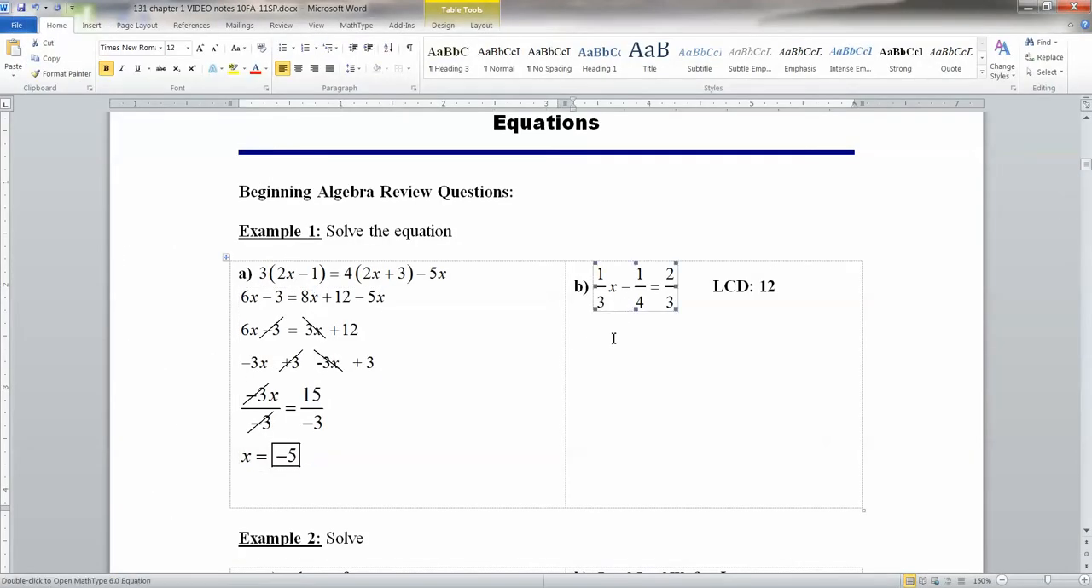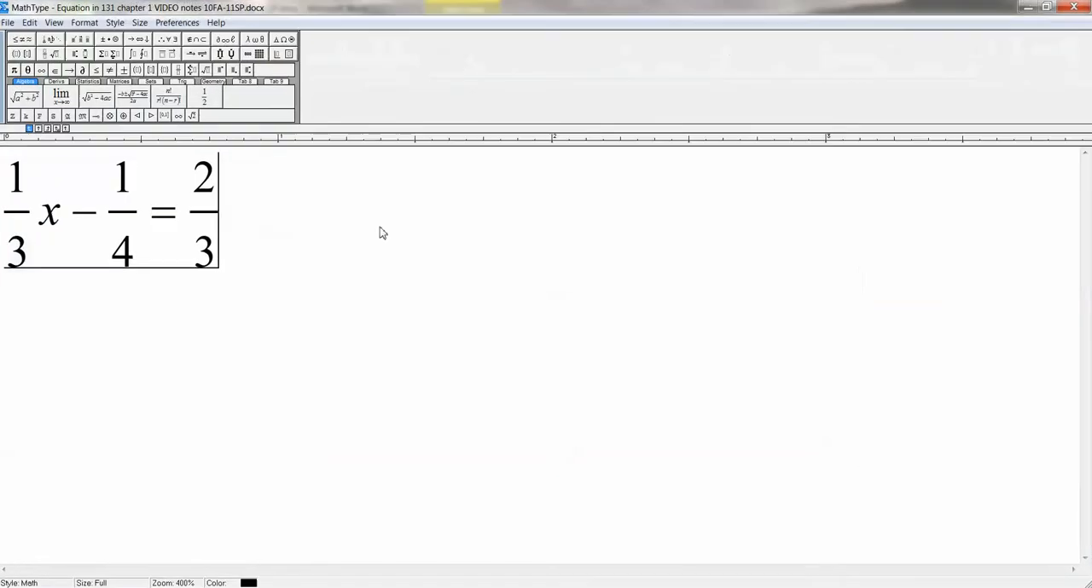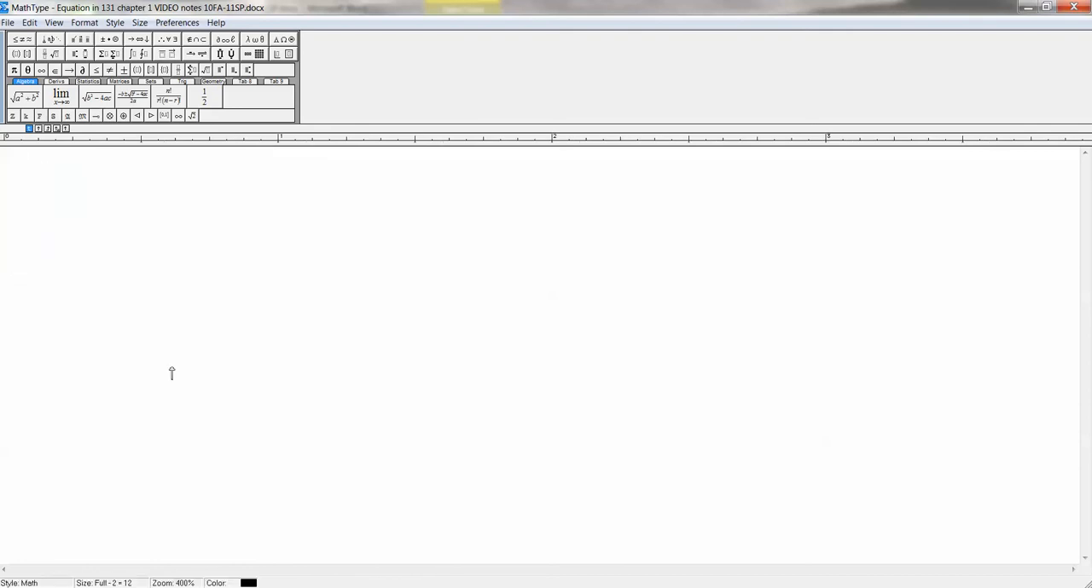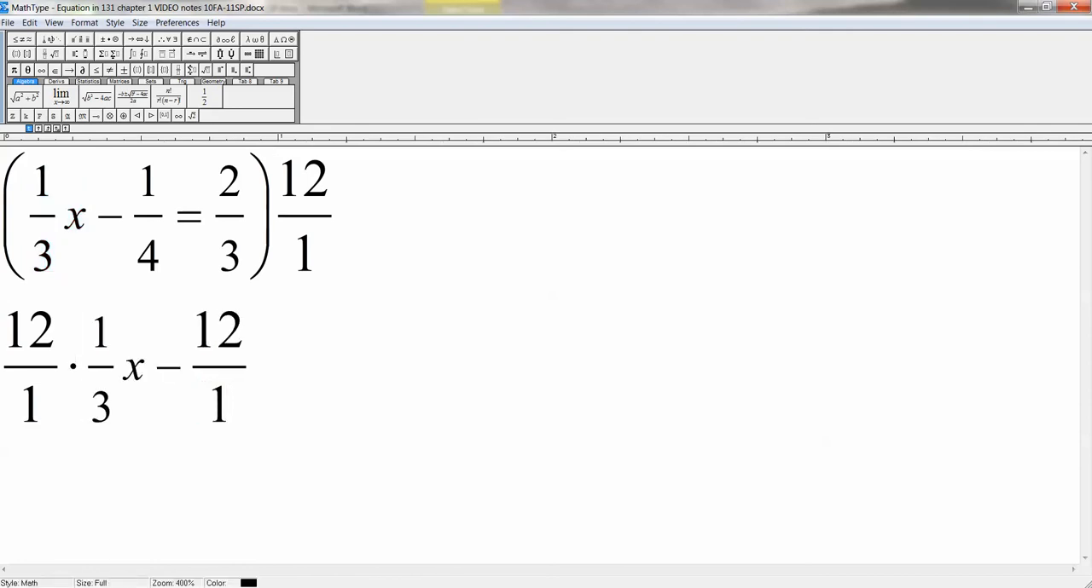Now, what are we going to do over here on the right with that LCD? Well, what you do is you multiply everything by that LCD. So we said the LCD was 12, so you put 12 over 1. Now I know what you're thinking. You're thinking, Alana, that doesn't make anything easier. Oh, but it does. I swear. Trust me. Okay, so if you take 12 over 1 times a third minus 12 over 1 times positive a fourth, because you already have the minus part right in there, and then equals 2 over 3 times 12 over 1.